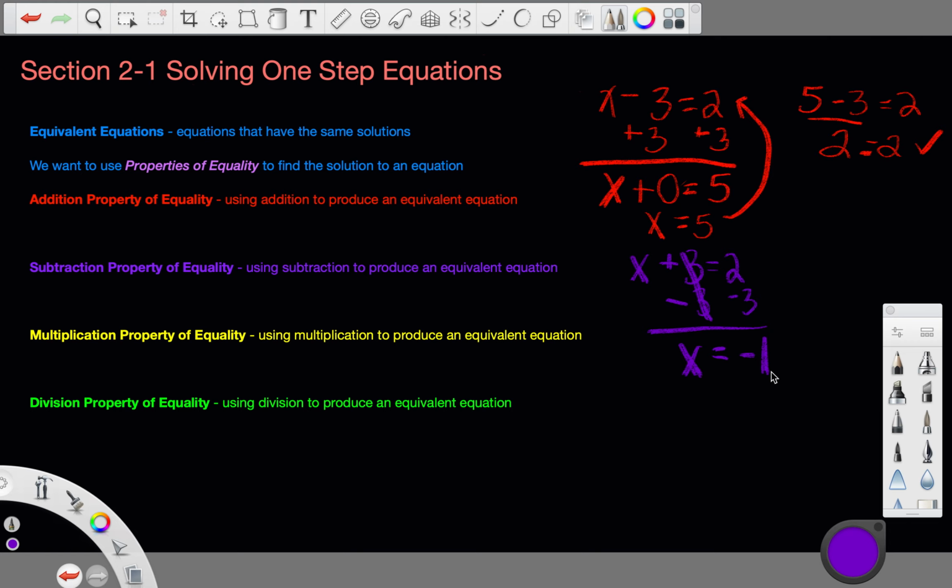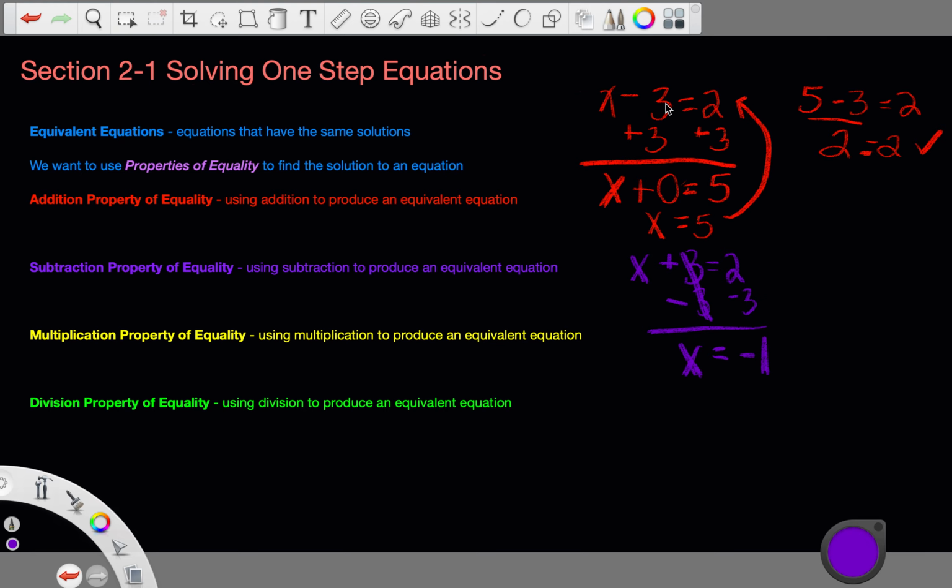So if I want to check my answer, what I'm going to do is plug this negative 1 back in for x. So I'm left with negative 1 plus 3 equals 2. And we want to make sure that I got the right answer. So I have negative 1 plus 3. That means I owe you $1. I pay you back 3, and you're up $2. So I am, in fact, correct.